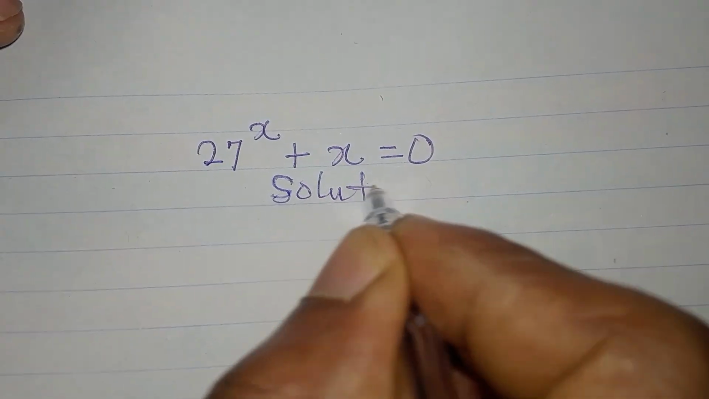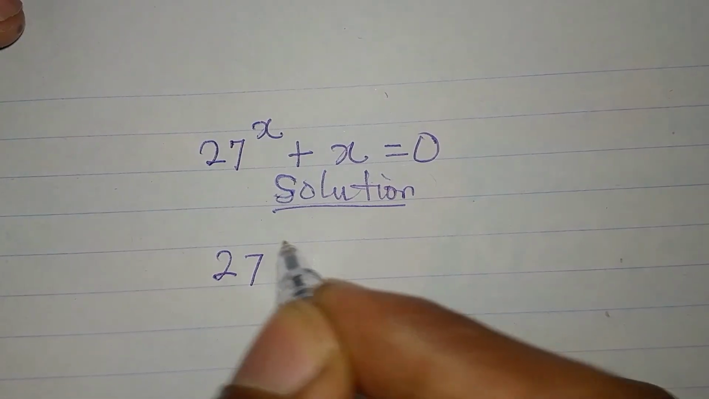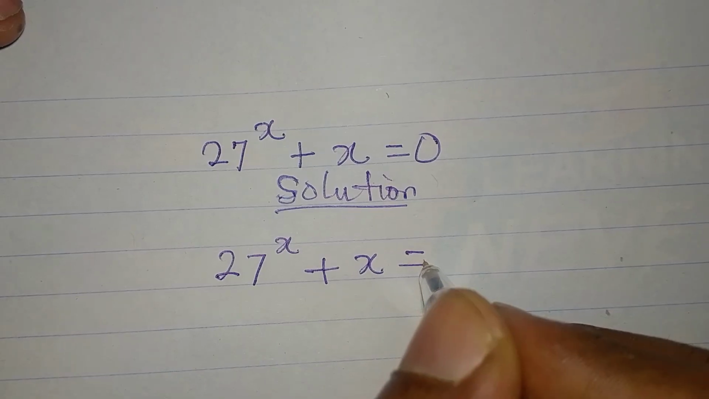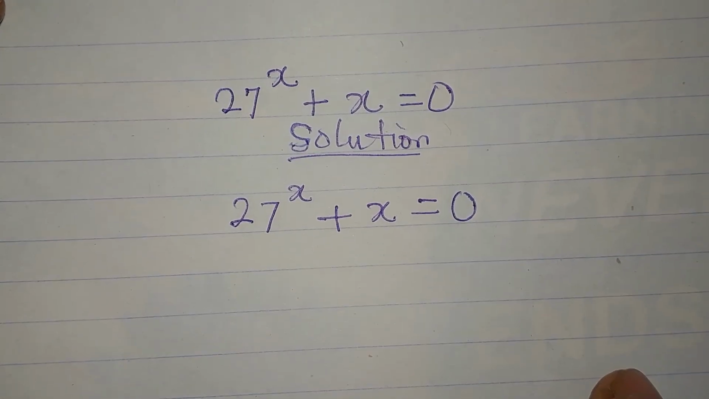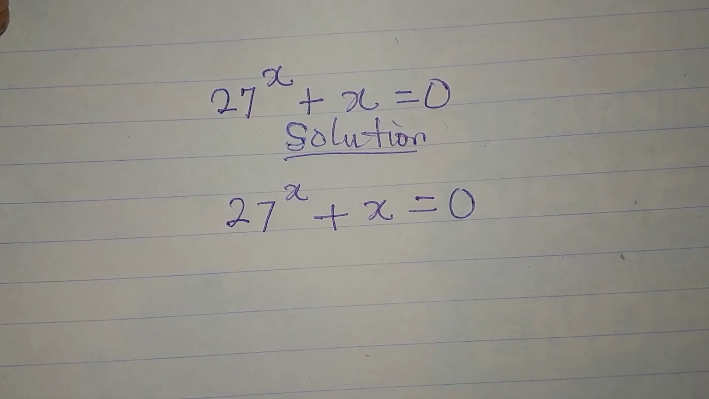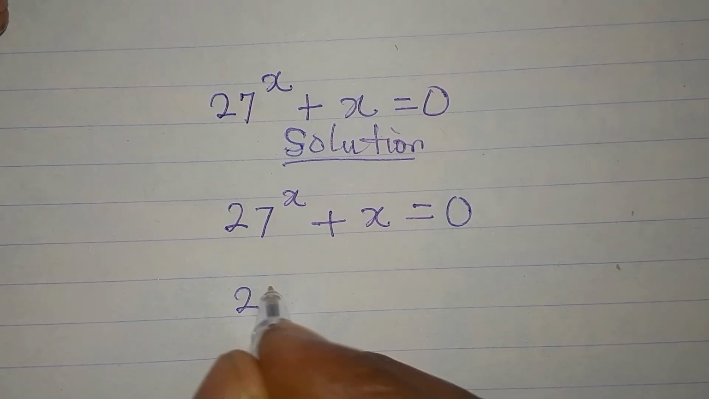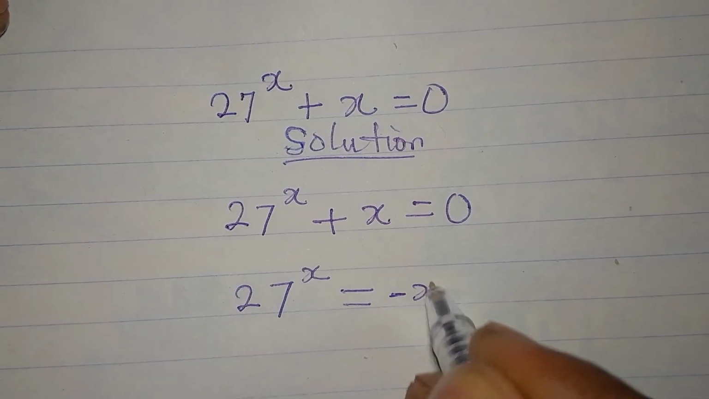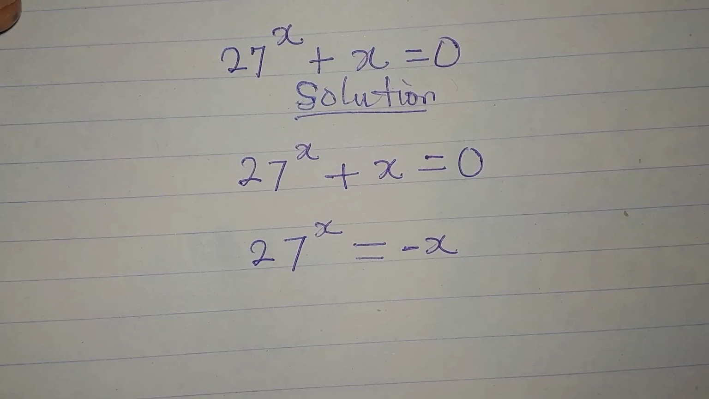Solution. Okay, so we have 27 to the power of x plus x equals 0. Now, do you know what I'm about to do? Making sure that the terms with x are shifted to the same side. So let me begin by saying 27 to the power of x is equal to minus x, because the plus x to the right becomes minus x.